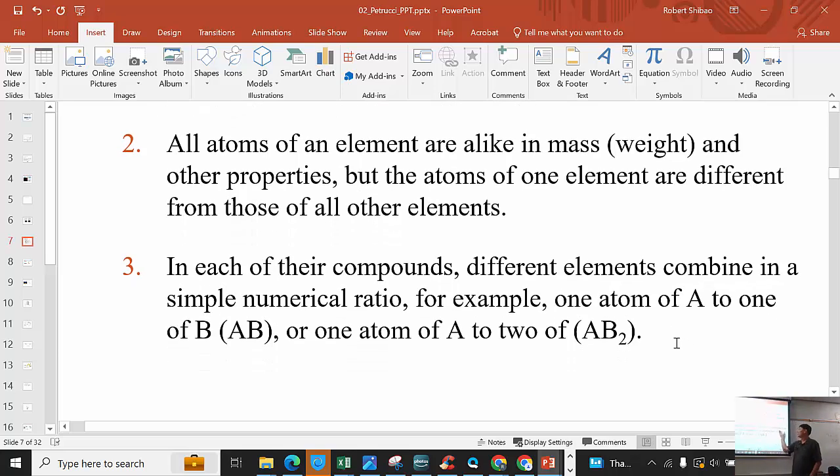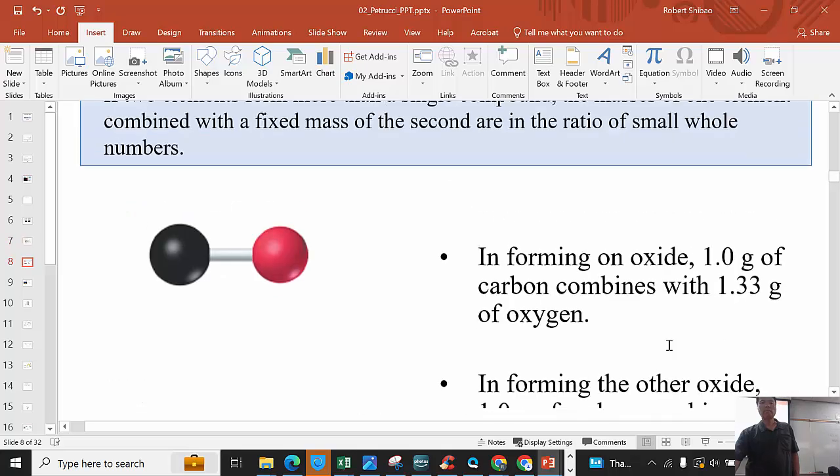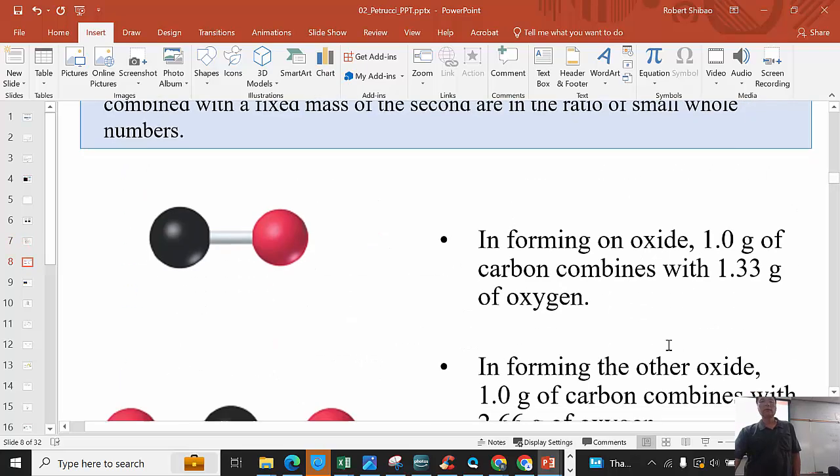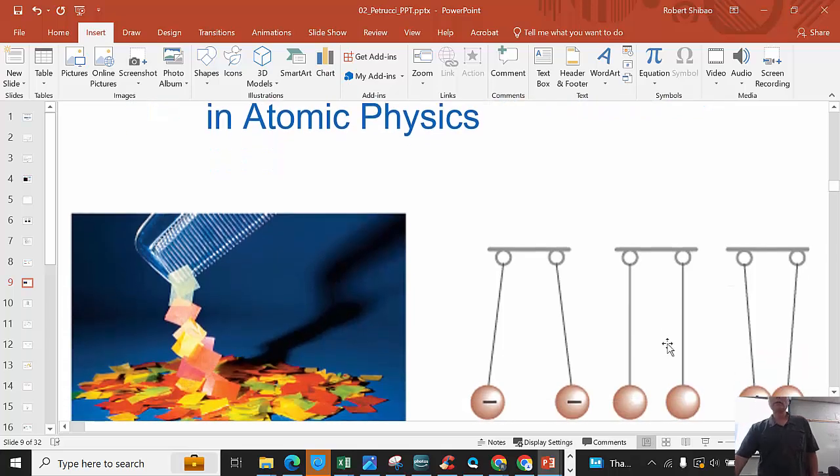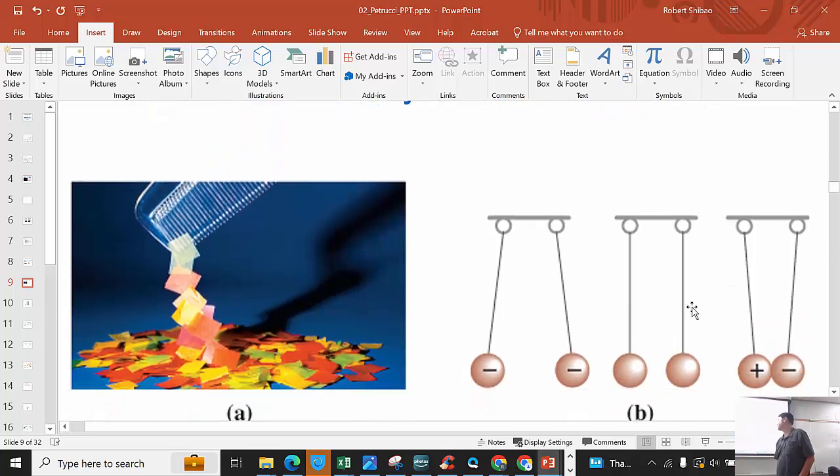3, in each of their compounds, different elements combine in simple numerical ratios. We call that the law of multiple proportions. For example, 1 atom A to 1 atom B, or 1 atom A to 2 atoms B, like CO, CO2. Okay, so here's the law of multiple proportions. That's basically it. Chemists aren't so interested in the nucleus, because in chemical reactions what gets rearranged are just the atoms.